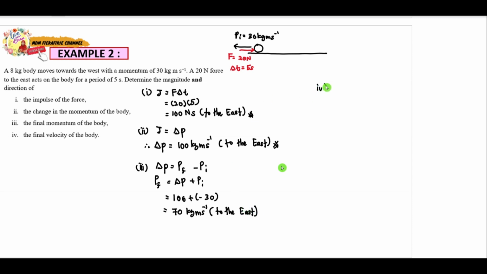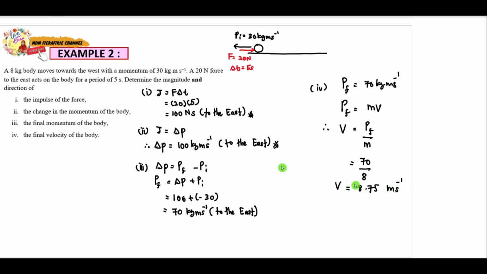And the last one, so we want to calculate the final velocity of the body. So since P final is equal to 70 kg meter per second and equation for momentum is equal to mv, therefore final velocity of the body should be P final over m. So substitute the value of 70 over 8, so you will get 8.75 meter per second. Okay, so the value is positive, so the direction is to the east. Okay, finish example number 2.